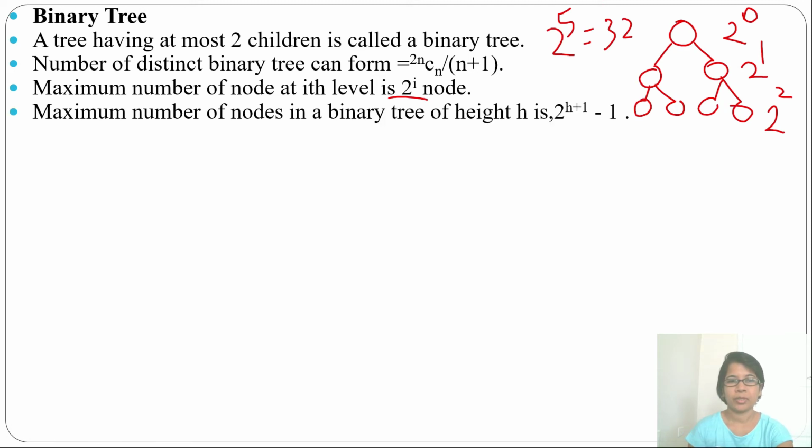So the maximum number of nodes in a binary tree of height h is 2 power (h plus 1) minus 1. So here you can say the height is 2.